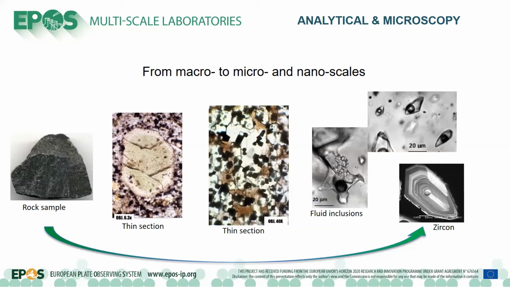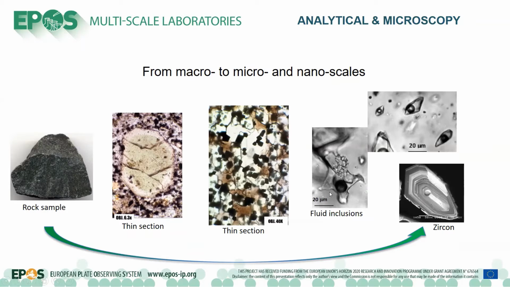When we want to perform analytical studies, we always have to use microscopy to choose the samples which will be analyzed. So for that we use the normal microscope. Here are 2 examples of the view on the microscope on thin sections. Here with the 6.3 objective, and here with a more magnifying objective.